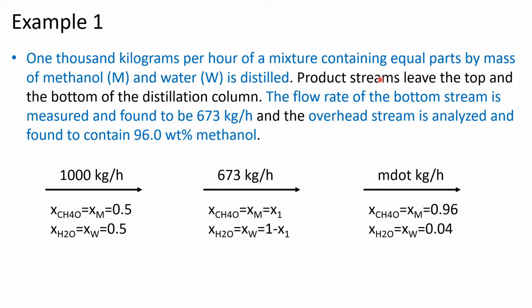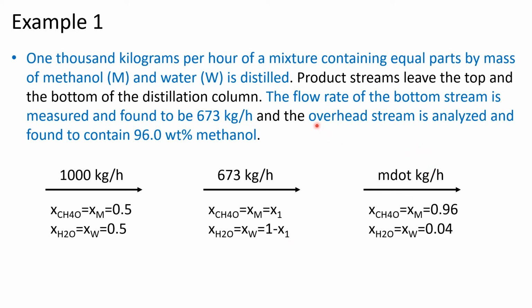The stream is sent to a distillation column, and the distillation column produces 2 streams, a top and a bottom stream. The flow rate of the bottom stream is measured and found to be 673 kilograms per hour. That information is shown here in this labeled stream. The amount above is 673 kilograms per hour, and below we have composition information. We don't know either of the compositions, so we'll assign a variable x sub 1 for the composition of the methanol. And since we know the mole fractions sum to 1, the mole fraction of water is just 1 minus x1.